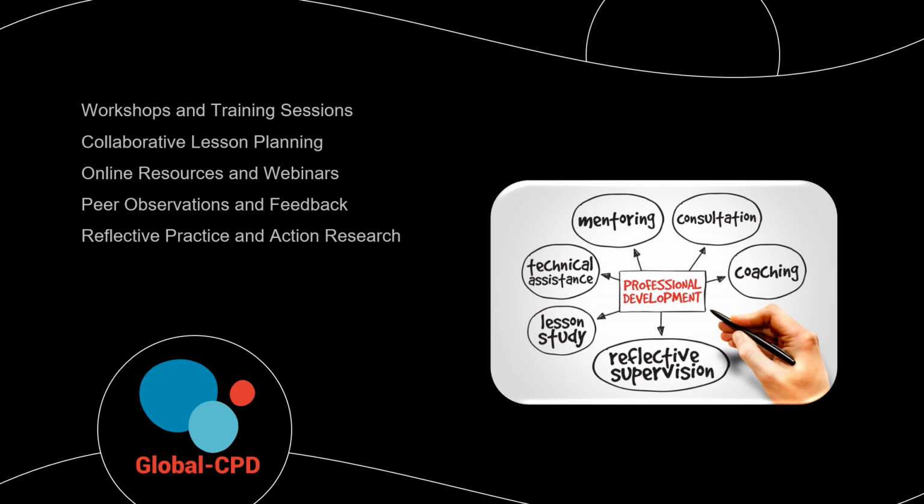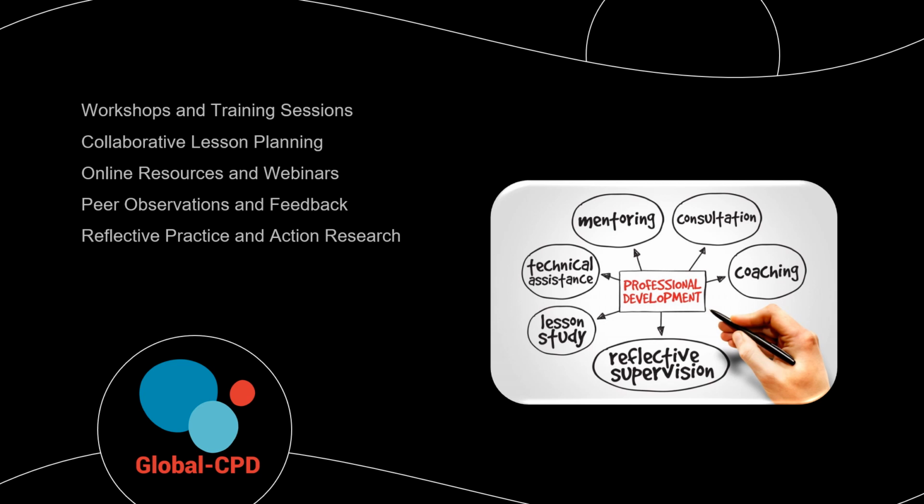Peer observations and feedback. Facilitate peer observations and feedback sessions where teachers can observe their colleagues' teaching practices in primary classrooms and provide constructive feedback. Peer observations promote reflection, professional dialogue, and the sharing of effective teaching techniques suitable for primary students.